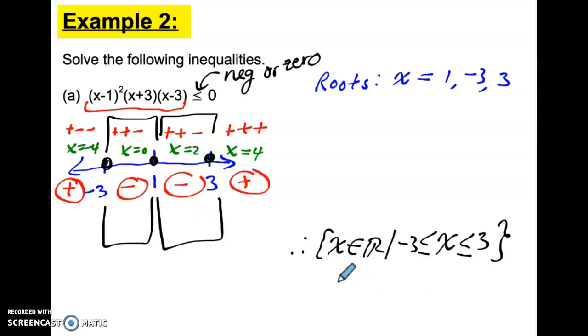Okay. And if you're using the other notation, then you would write it out as x is an element of negative 3 and 3 with square brackets. Okay, but you can use either notation. I don't mind which one you use.